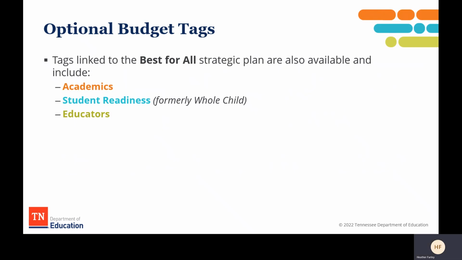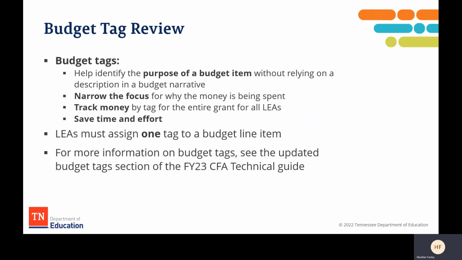You will have the optional budget tags that align with the Best for All strategic plan, which are academics, student readiness, and educators. With budget tag review, it will help identify the purpose of a budget item without having to go into as much description on the budget narrative.